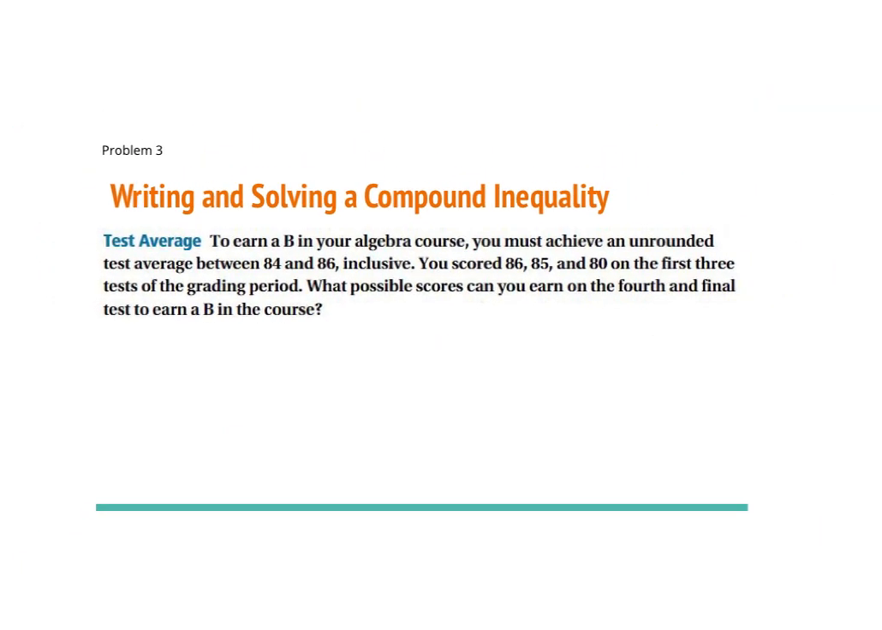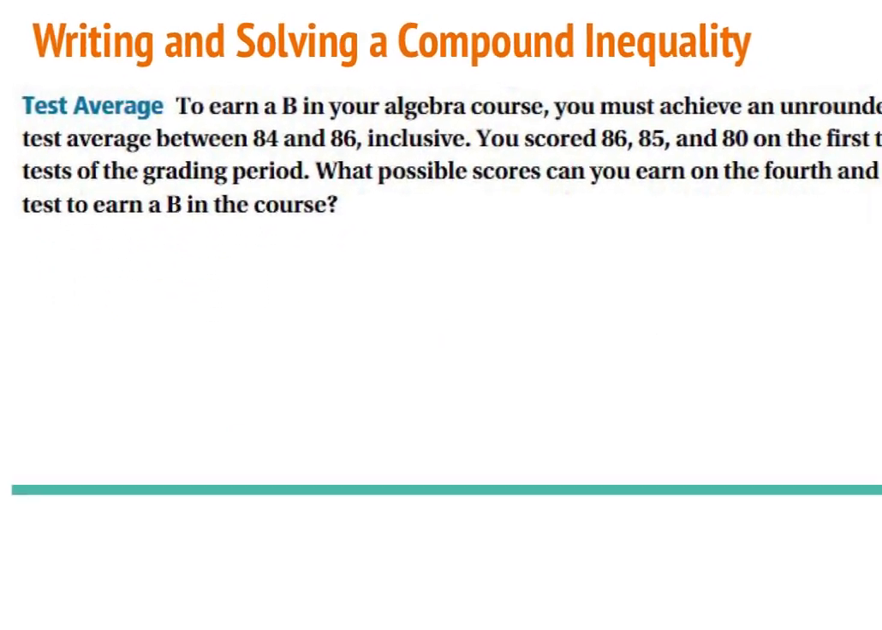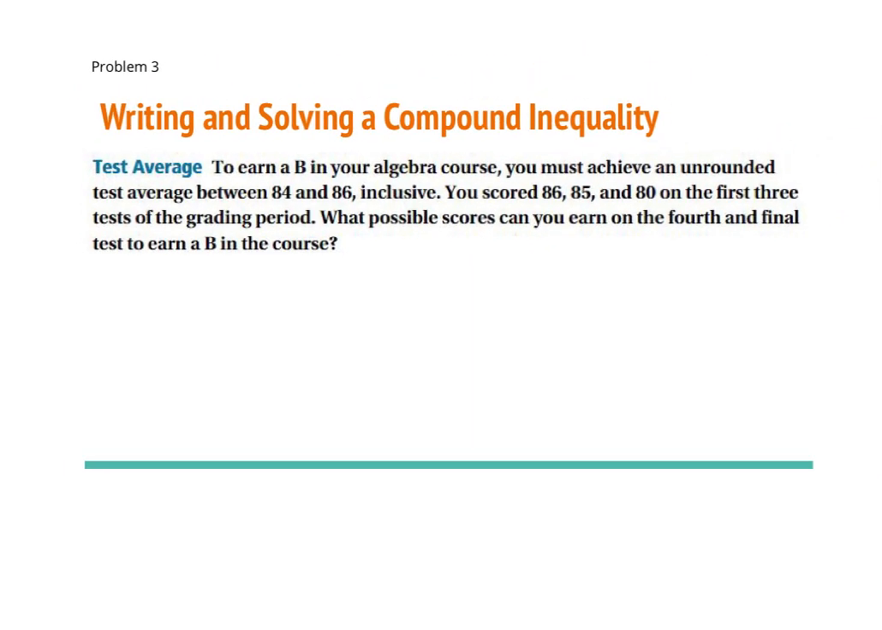Okay, writing and solving a compound inequality. To earn a B in your algebra course, you must achieve an unrounded test average between 84 and 86 inclusive. You scored 86, 85, and 80 on the first 3 tests of the grading period. What possible scores can you earn on the 4th and final test to earn a B in the course?